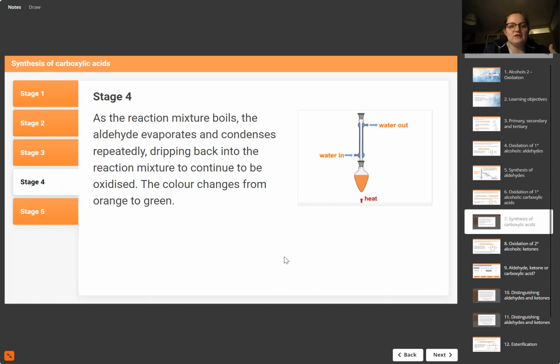So as the reaction mixture boils, our aldehyde is going to evaporate. It's then going to condense repeatedly. So it evaporates, condenses, and drips back into the reaction mixture. And as it drips back into the reaction mixture, it's going to continue to be oxidized. And what should happen is the color in our reaction mixture should change from orange to green.